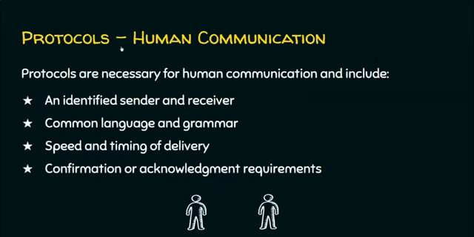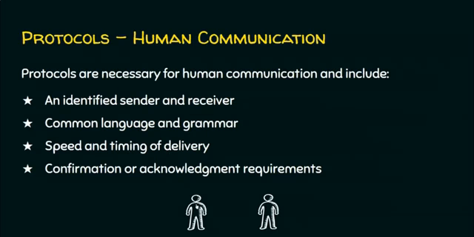Before going into the network communication, let's talk about the protocols in human communication. In human communication, definitely there should be a sender and a receiver. There may be a single receiver or a group of receivers. And this human communication can be effective only when it involves common language and grammar. Otherwise, communication will not be perfect. And speed and timing of delivery of speech is also very important in human communication.